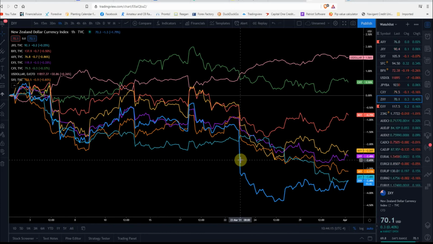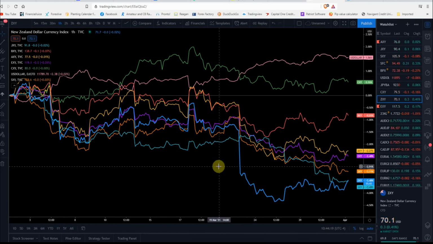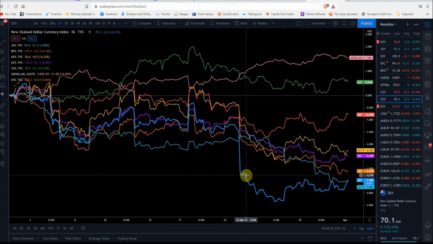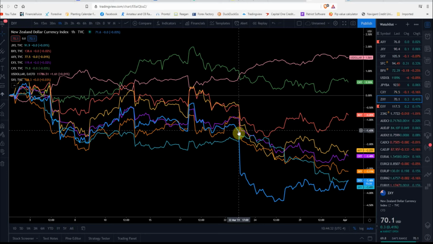So what you're looking for are these big spikes, like right here, and we can look at this one on a MetaTrader chart. This blue line, this is the New Zealand dollar. This is back on March 22nd at 1700 hours, so this is about around market changeover. I'm not sure how good this will be because this was at the close of the New York session, but let's just look at it.